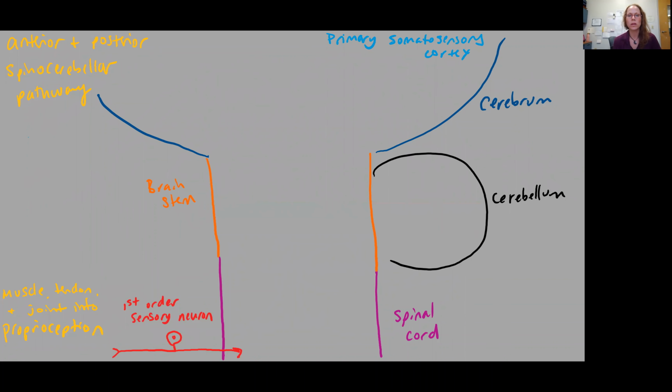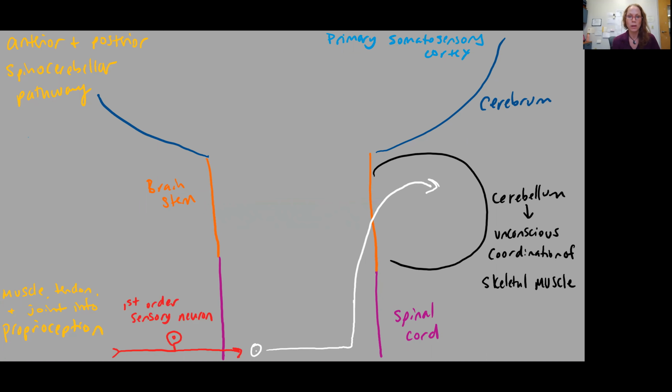In this case, we're going to have information from our muscles and our tendons and our joints, primarily that proprioception information being picked up and sent to the first order sensory neuron, which is going to come into the spinal cord. And then it's going to synapse onto our second order sensory neuron, where that information may go up the same side or it might cross, and then it's going to be finished and processed at the cerebellum.